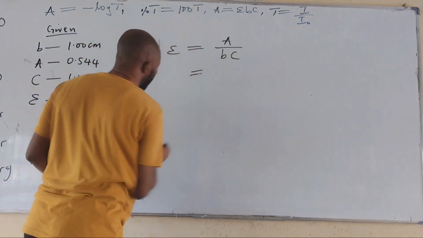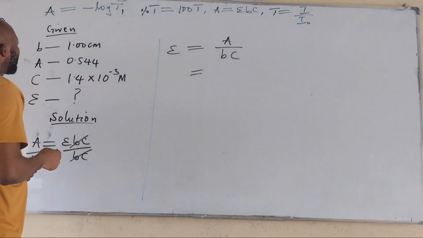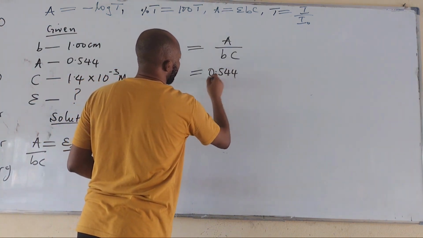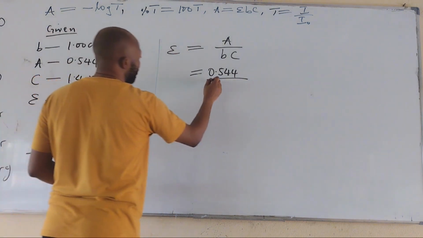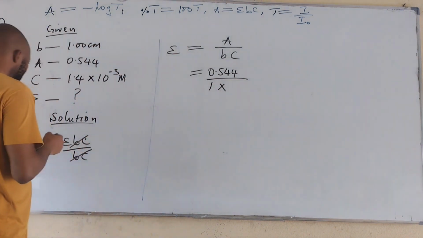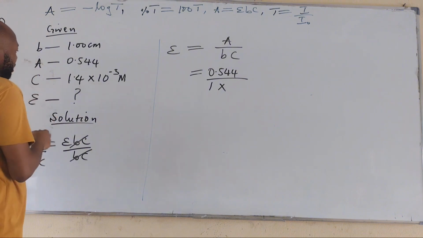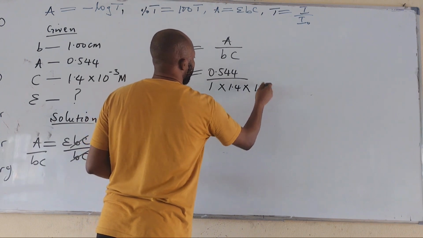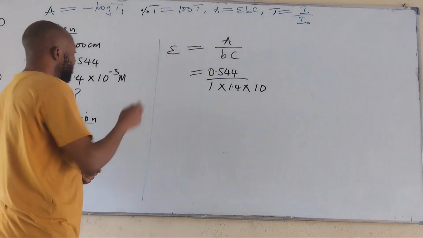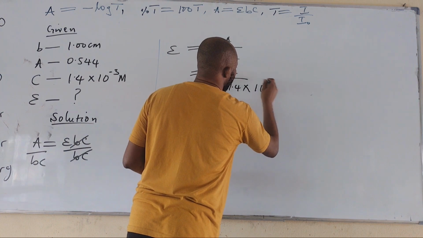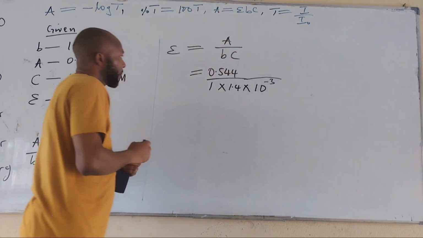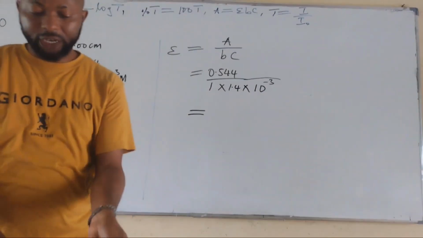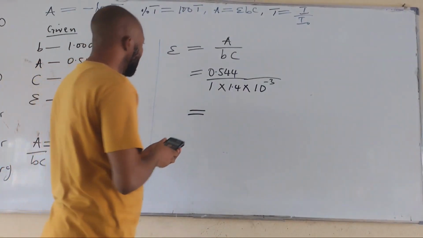And our absorbance is given to be 0.544. So 0.544 over our path length, which is 1, times the concentration C, which is 1.4 times 10 raised to the power minus 3. Okay, and this is equals to, so when we press the calculator, let's see what we're going to get.